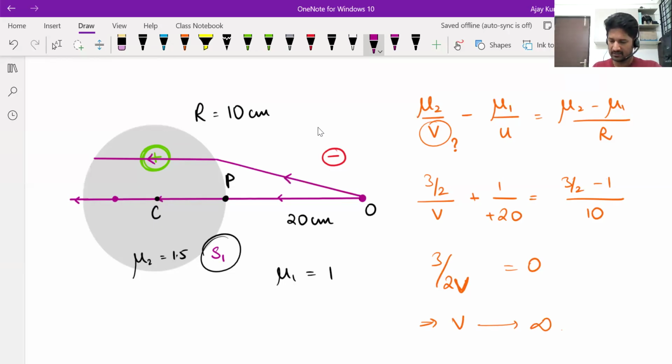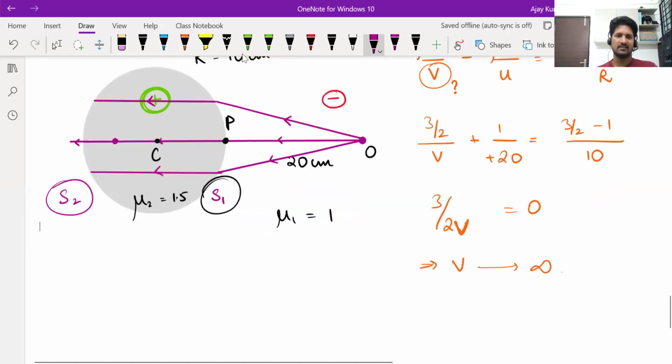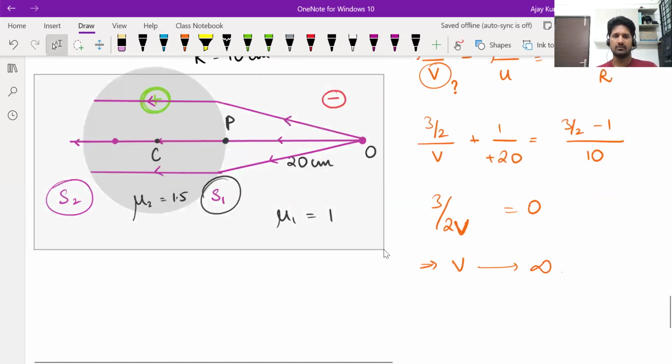Okay, so the rays enter into the glass sphere parallel to the principal axis. And they strike the second surface of the glass sphere also parallel to the principal axis. So where is the first image forming? First image is forming at infinity on the right side. That will now behave as an object for the second refraction. So where is the object for the second refraction? At infinity. So object distance will be taken infinite. Okay, and now let's solve for the final image.